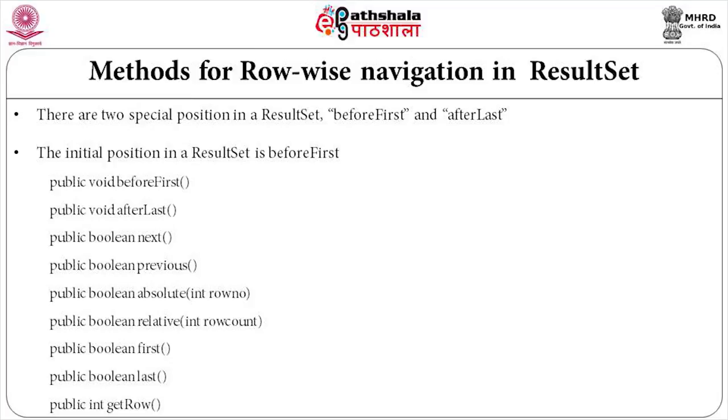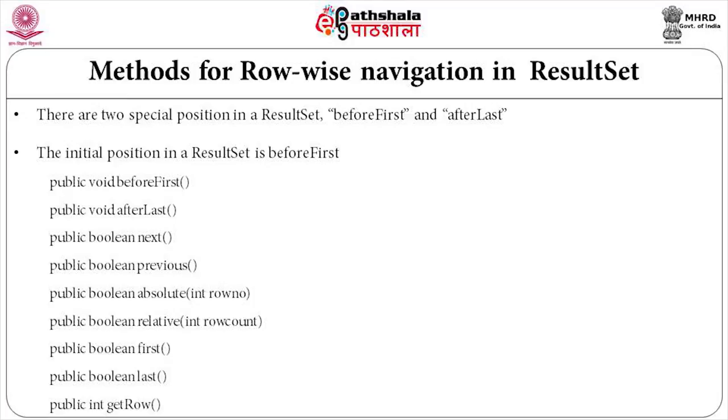We can go to a specific row by row number also. We have a method called absolute, where you can pass a row number as a parameter and move to a specific row. You can also move to a row relative to the current row. We have a method called relative, which takes a row number and moves that many rows backward or forward. So two methods: absolute takes you to a specific row. You can say absolute 5, and it will take you to the 5th row.